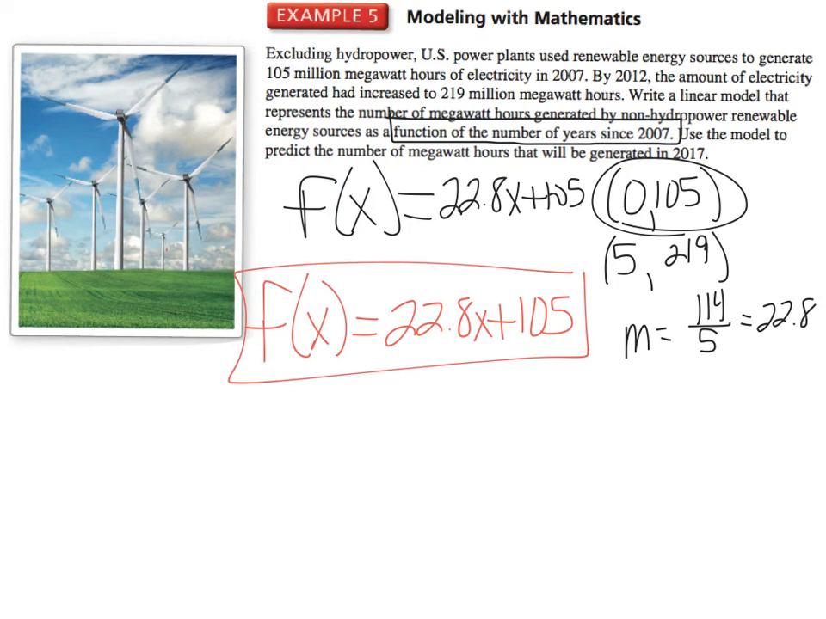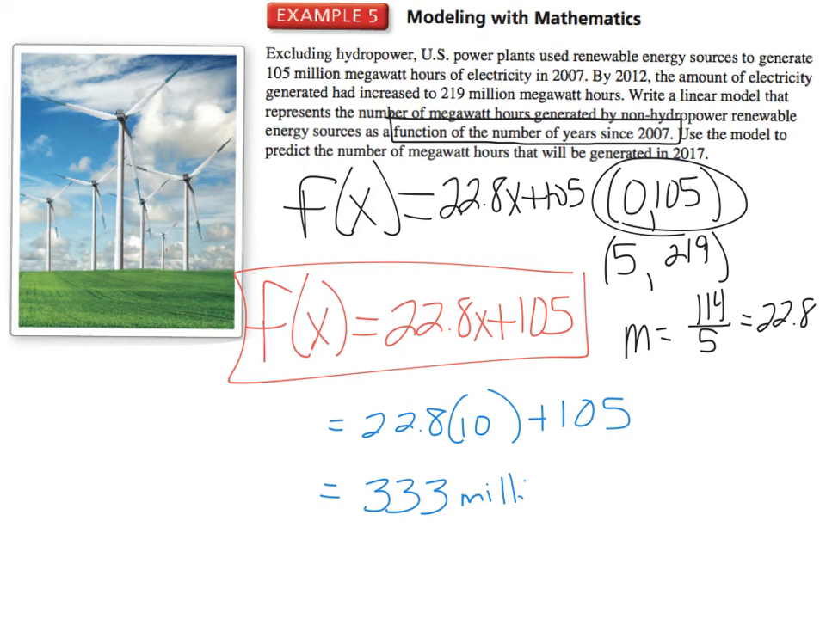Now we're going to use that model to predict the number of megawatt hours that will be generated in 2017. Well, in 2017, that's how many years after 2007? 10. So a very easy function. So 22.8 multiplied by 10 is 228. Added to 105 gives me 333. So what does that mean? We're going to have 333 million megawatt hours.